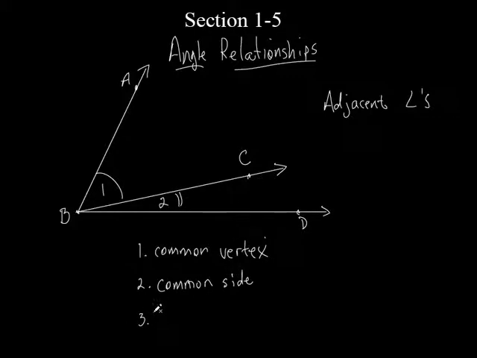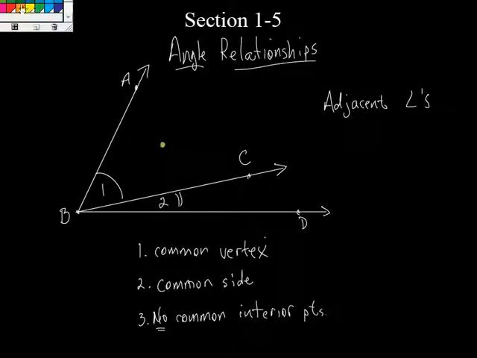Now this one's a little weirder to understand. You must have no common interior points. Interior points, I'll just shorten that. No common interior points, which means this. Let's go to a different color. If I put a point right here, that's in the interior of which angle? It'd be angle 1. So this would be in the interior of angle 1. What about, we'll go yellow, I'll try to make it a little thick. What about that one? What is that in the interior of?